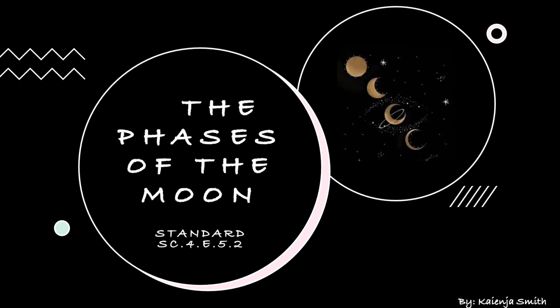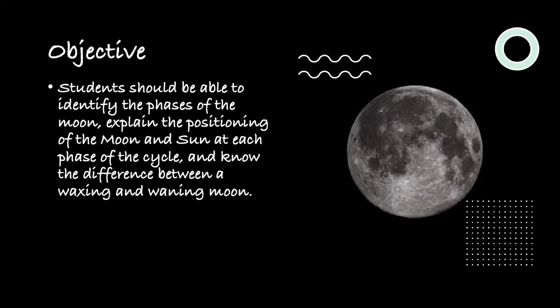Good afternoon, class. Today we'll be learning about the phases of the moon in order to better understand the solar system. After this lesson is completed, you all should be able to identify the phases of the moon, explain the positioning of the moon and sun at each phase of the cycle, and know the difference between a waxing and waning moon.